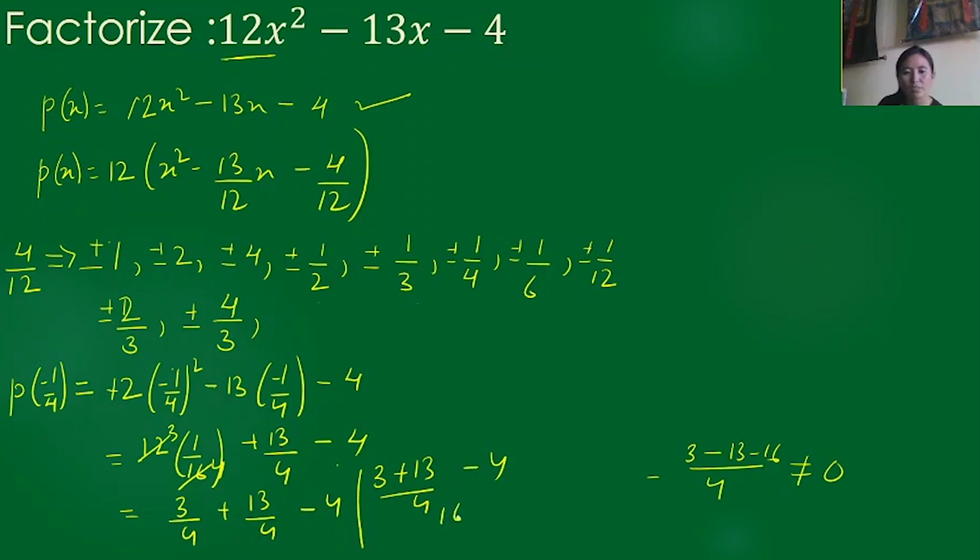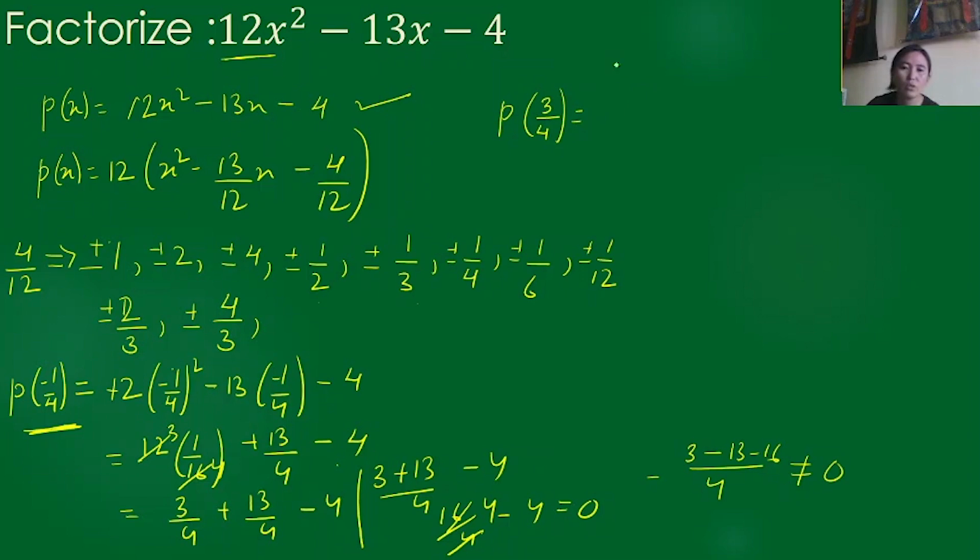3 plus 13 is 16 by 4, minus 4. 4 1s are 4, 4 4s are 16, 4 minus 4 is 0. So for x equal to minus 1 by 4, you are getting 0. Now let's check for p of 3 by 4.